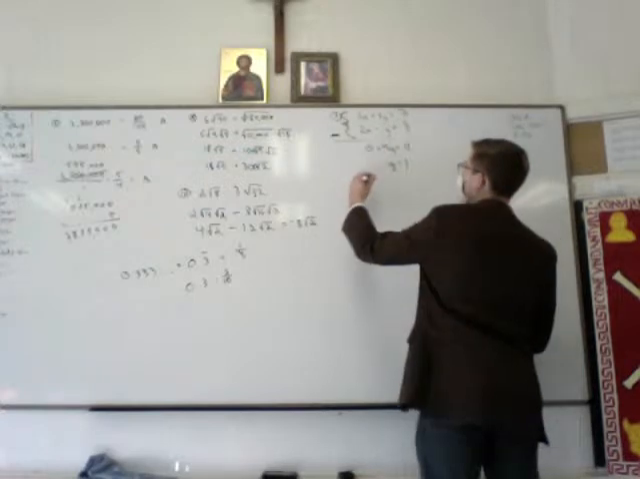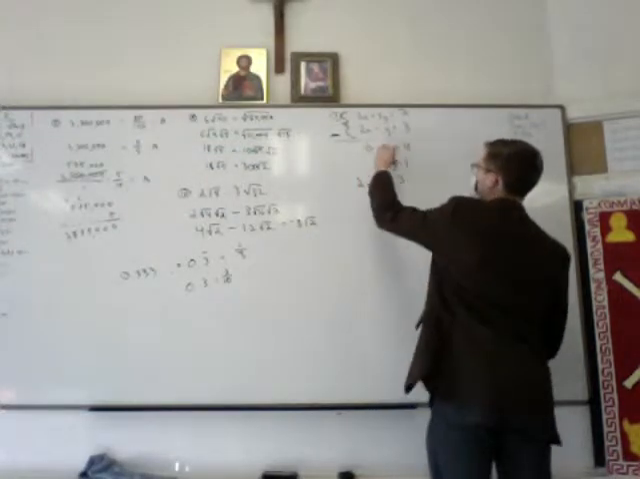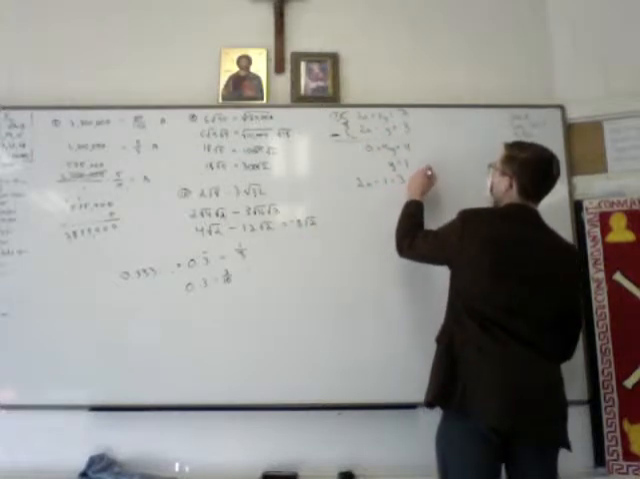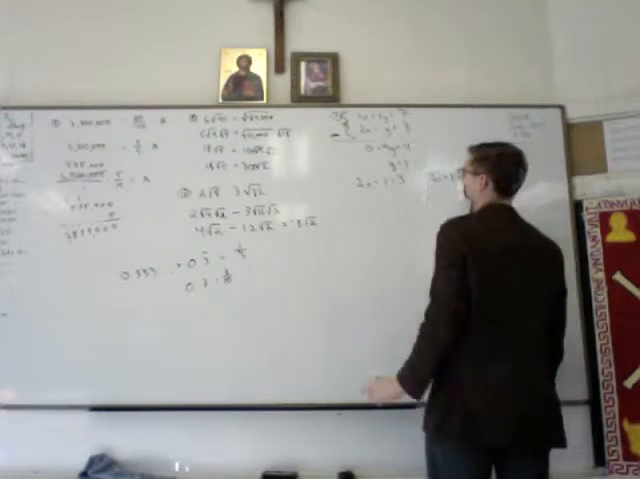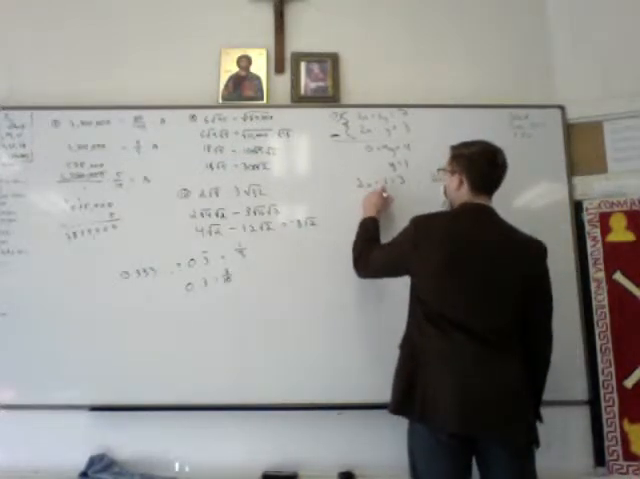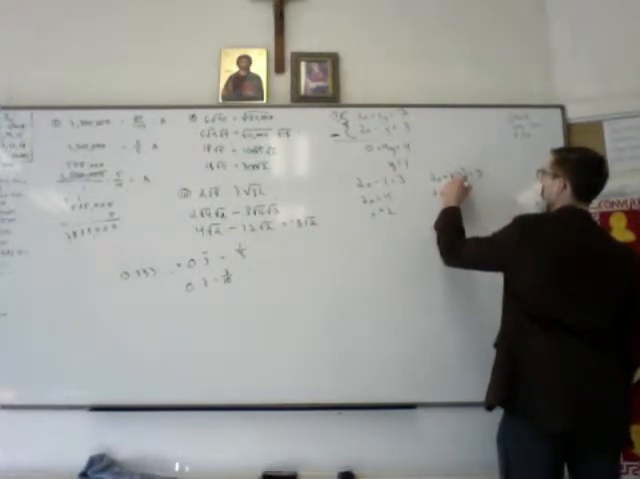Then we just take either one of these equations and we plug in y. 2x minus 1 is 3, or we could say 2x plus 3 times 3 is 7. Either one of those. So we get 2x is 4, x is 2. Or if you do this one, 2x plus 9 is 7.